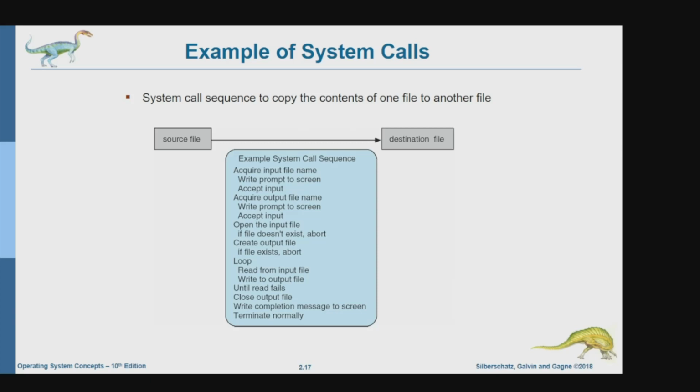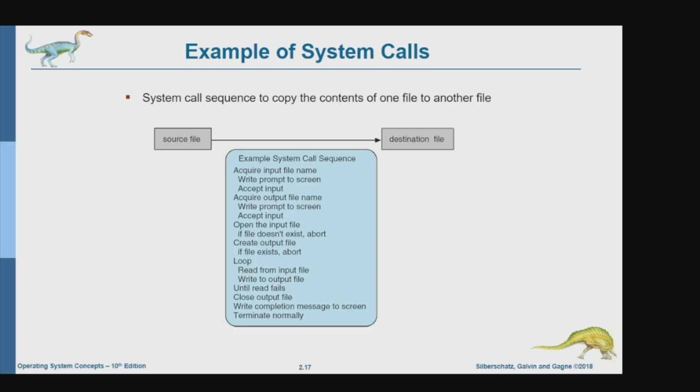Okay, this is an example of the system call. We have the source file and we have the destination file, and what we want to do is copy the content of one file to another file. When you use your computer and do the process of copy and paste, it looks easy and simple, right? In just a few seconds, you're able to copy from one file to another. However, there is a sequence that you need to know as a computer student. So let's look at an example, the system call sequence to copy the content from one file to another file.